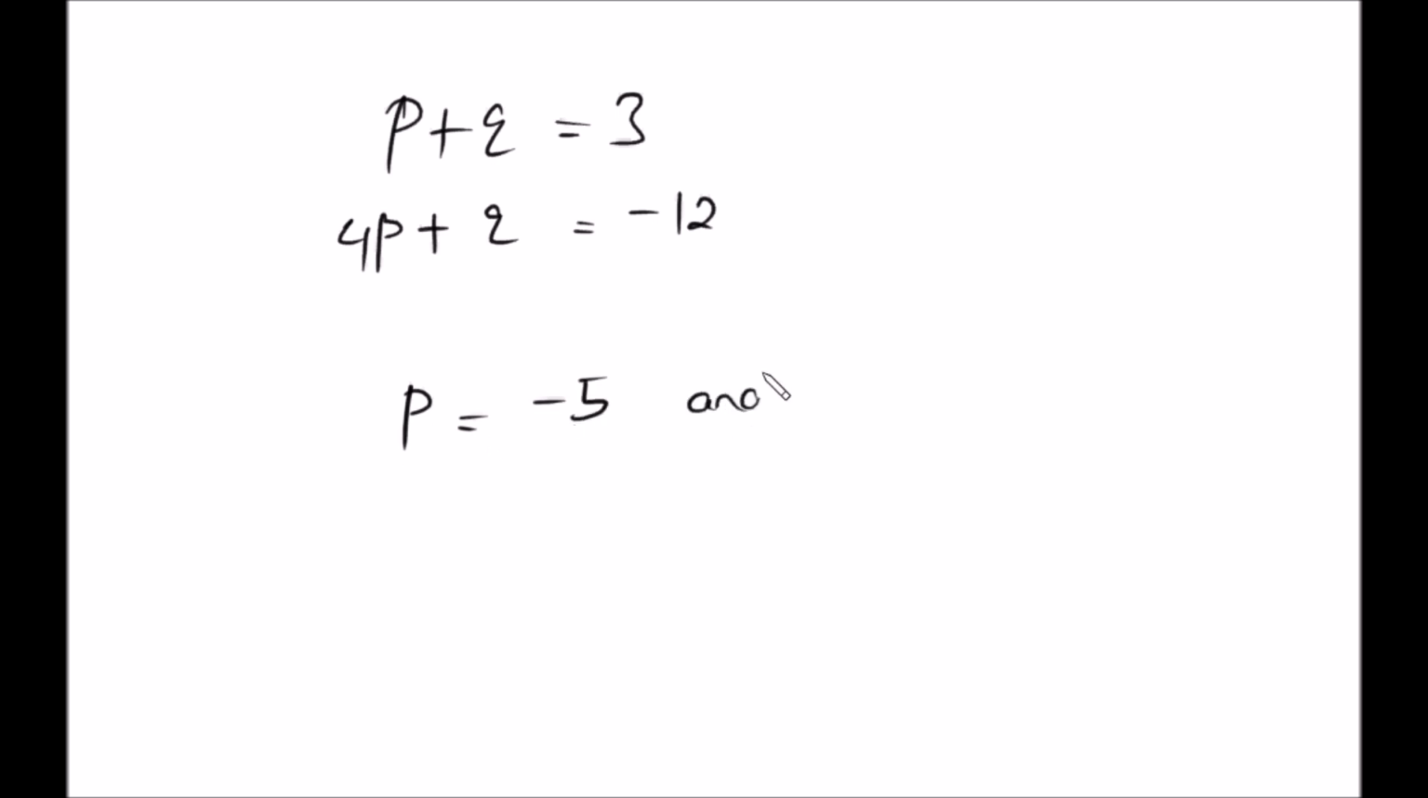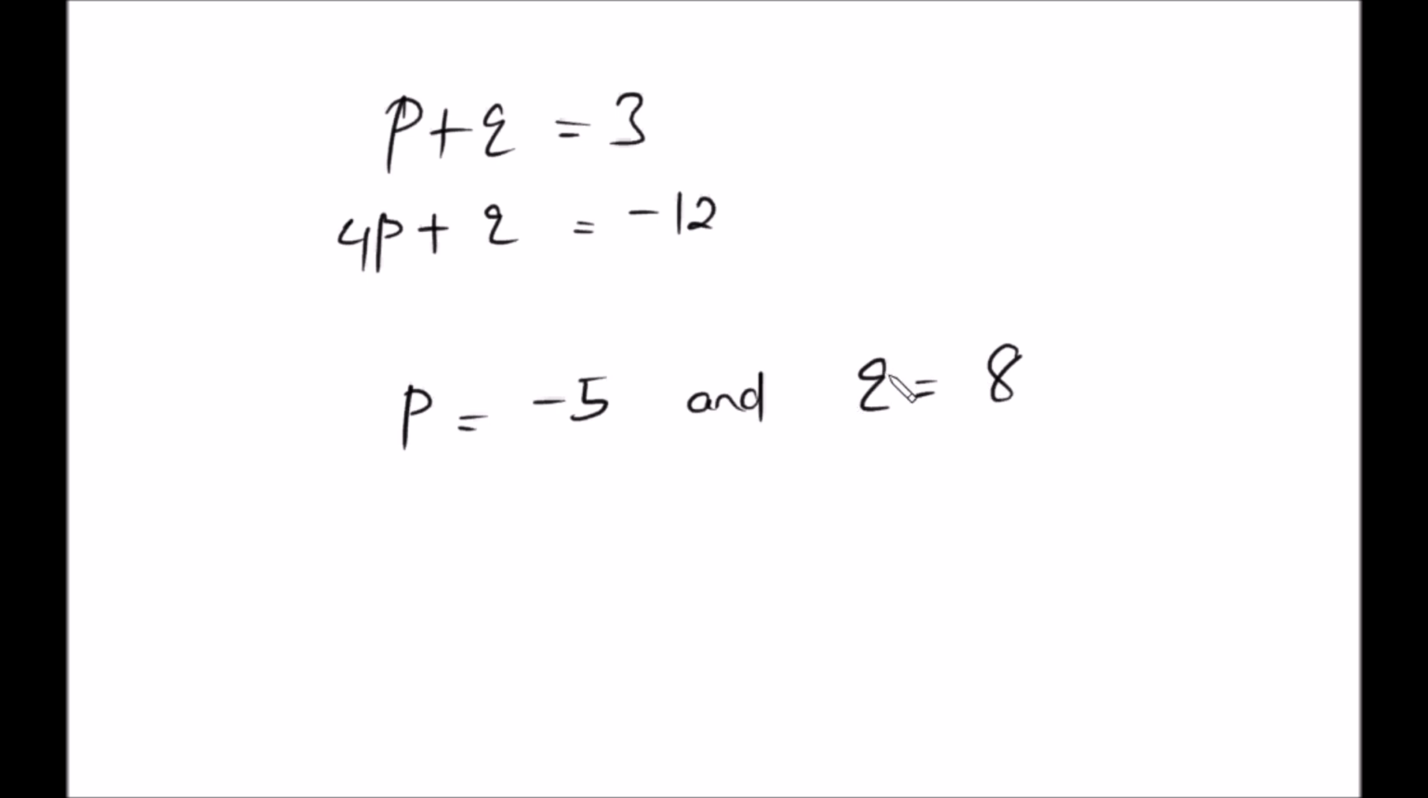So I'm gonna solve these two simultaneously. So nina p plus q ni 3, afu nina 4p plus q ni nini? Negative 12. So what's my answer here? P itakuwa ni sawa na negative 5 and q ni sawa na nini? Q itakuwa ni sawa na 8.